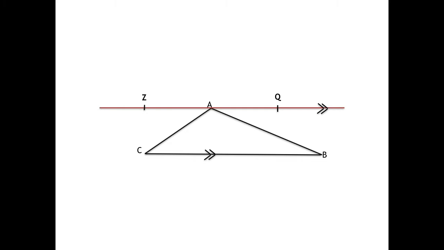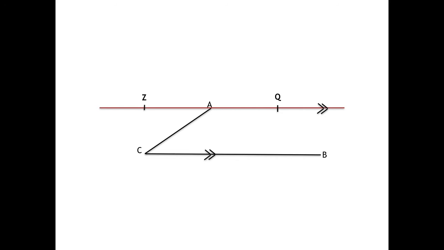So let's forget about side AB. Now that we have just temporarily gotten rid of side AB, it looks just like two parallel lines with a transversal. And we all know that when we have parallel lines with a transversal, we'll have congruent alternate interior angles. I could name them with the points I have here. I could say angle ZAC is congruent to angle ACB.